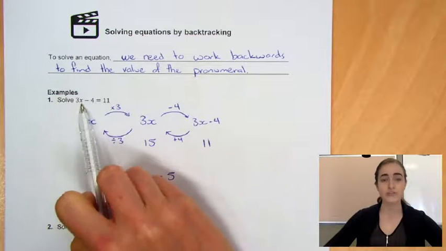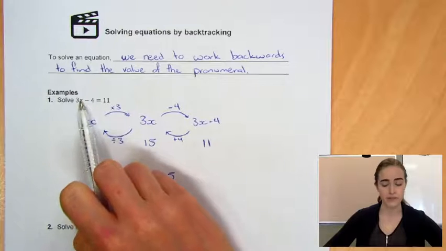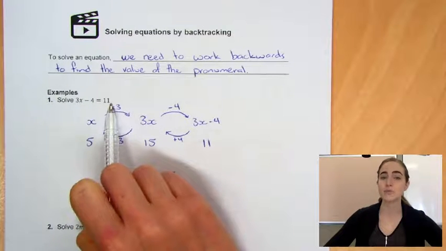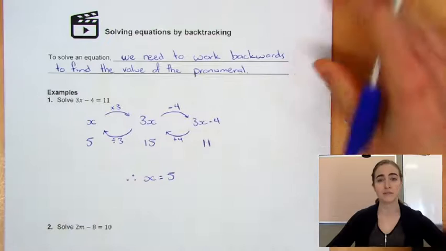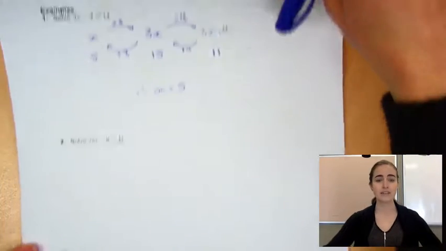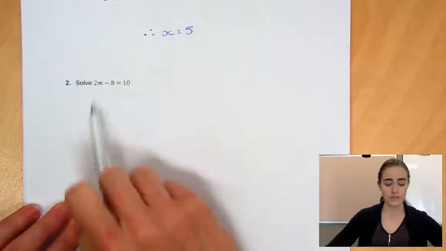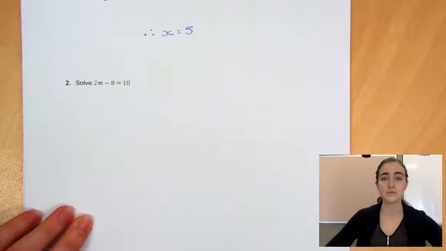So if we went 3 times 5, that would be 15. 15 minus 4 does give us 11. So we're just checking that it does make sense when we substitute it back in. Let's have a look at another example. So in this one, we've got solve 2m minus 8 equals 10.